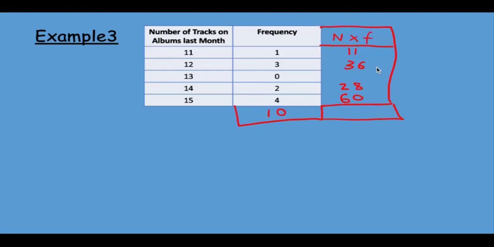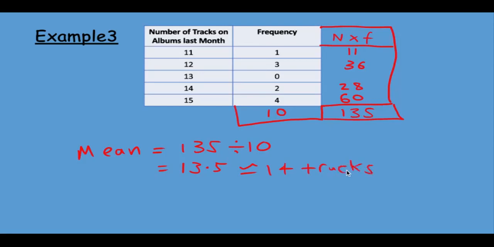Right, we're just going to add those up now. So I've got 11 plus 36 plus 28 plus 60. So I've got 135. Yeah, so my mean is 135 divided by 10. Obviously, I don't need my calculator for that. I can see that is 13.5. So approximately 14 tracks per album.